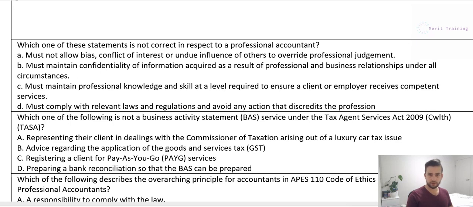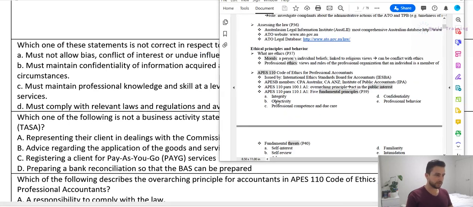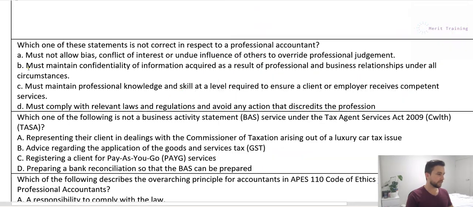So, alright, the first one is integrity, right? Must not allow bias, conflict of interest, or undue influence to override professional judgment. Okay, so this one is bias, conflict of interest, or undue influence. So this one would be objectivity, right? So this is A, objectivity. And then B over here, must maintain confidentiality of information as required as a result of professional and business relationships under all circumstances.